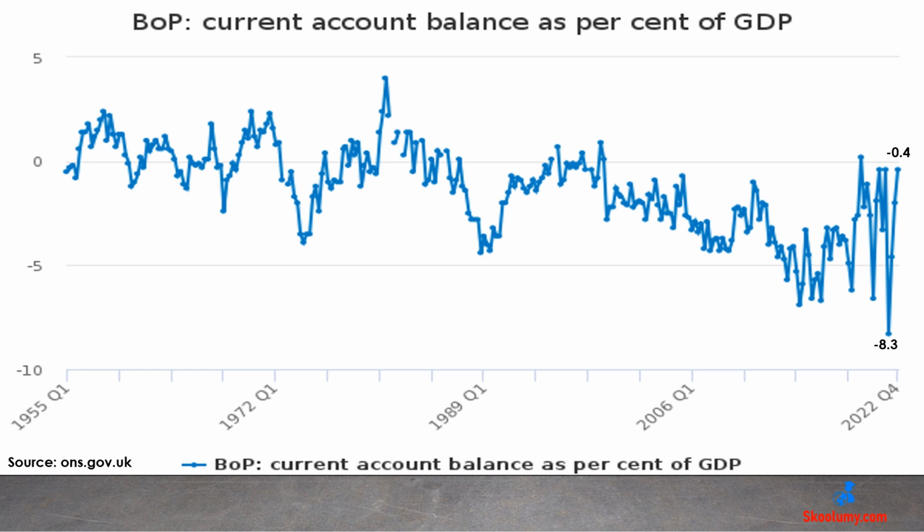The graph shows the current account balance as a percentage of the GDP of the UK between 1955 and 2022. In many of those years, the current account balance was negative. But it would not be considered a serious problem in each year because it was only a small percentage of the GDP. For example, the deficit was 8.3% of the GDP in Q1 of 2022. It was 0.4% in Q4, 2022.